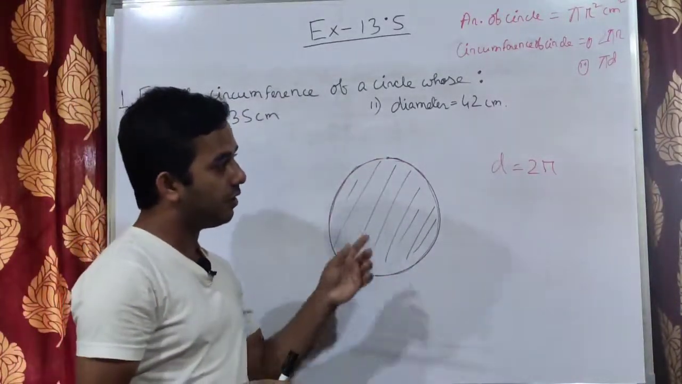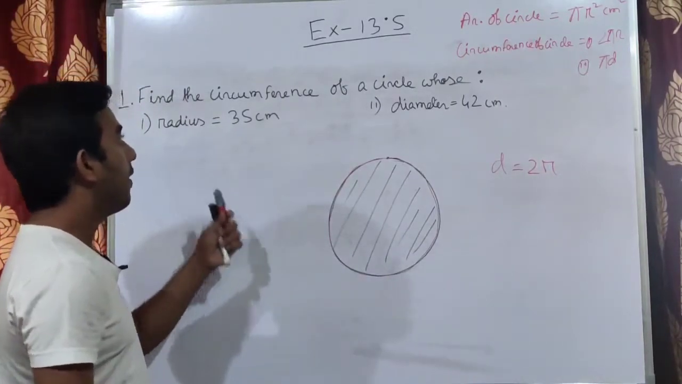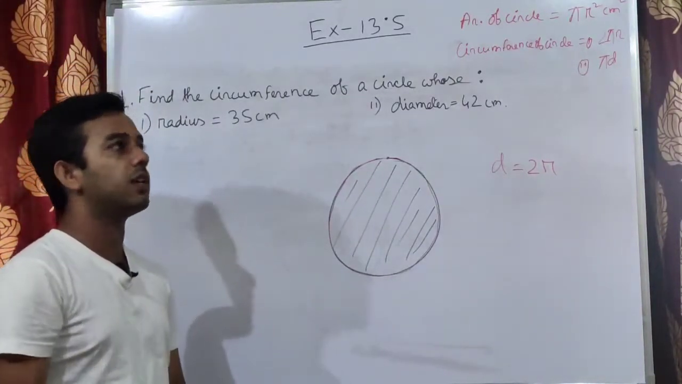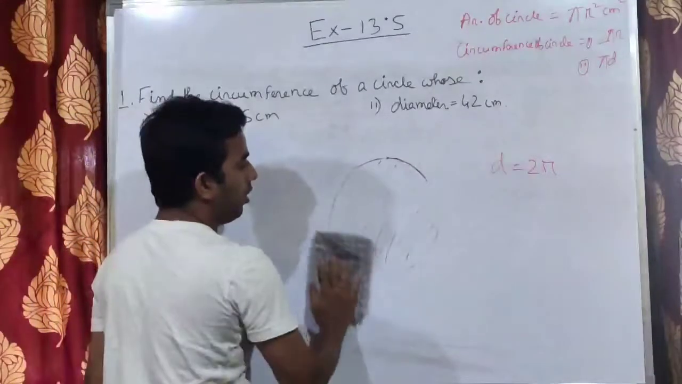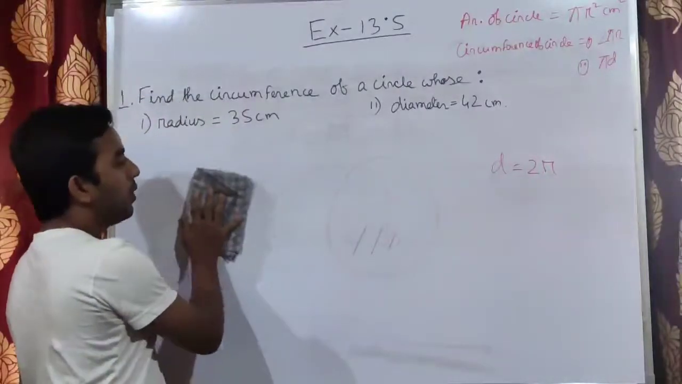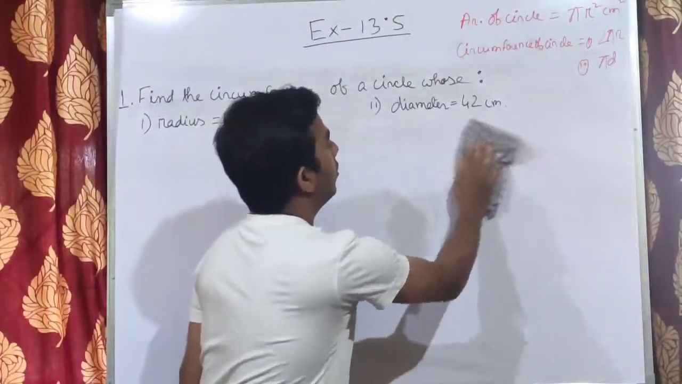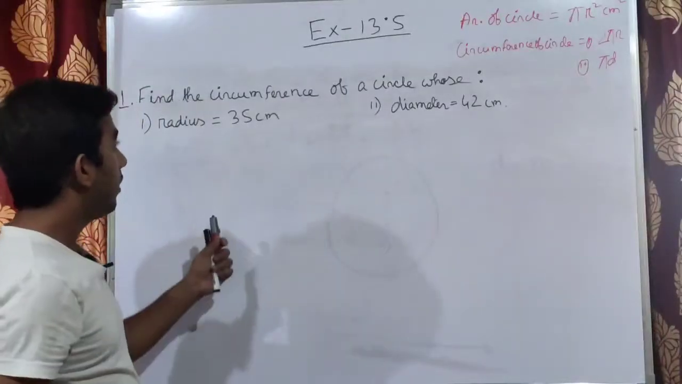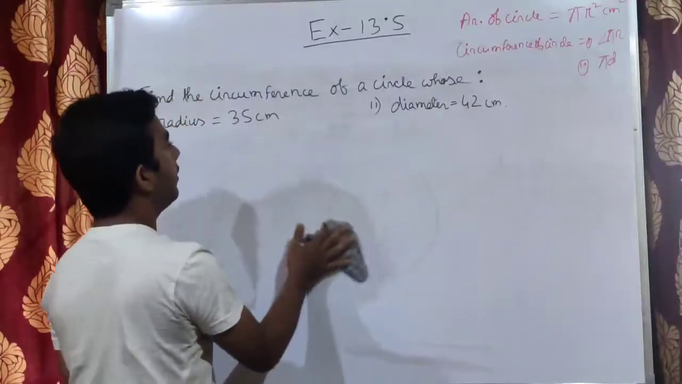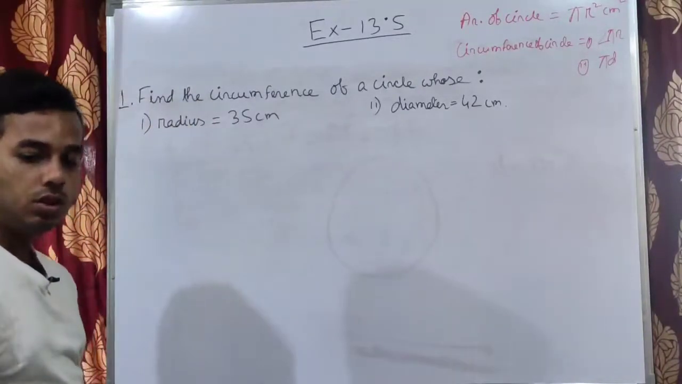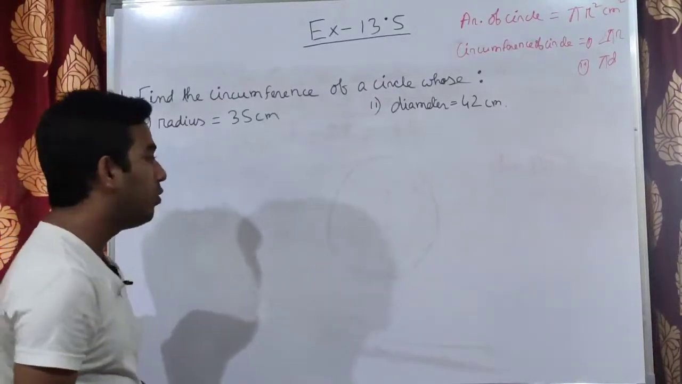So now let us start with our first question. In this question, what is asked? Find the circumference of a circle. There are two questions given. First one is with radius, and another is diameter. So let's start with our question number 1, that is radius 35 centimeter. So how do we start to solve? First of all, we will write solution.